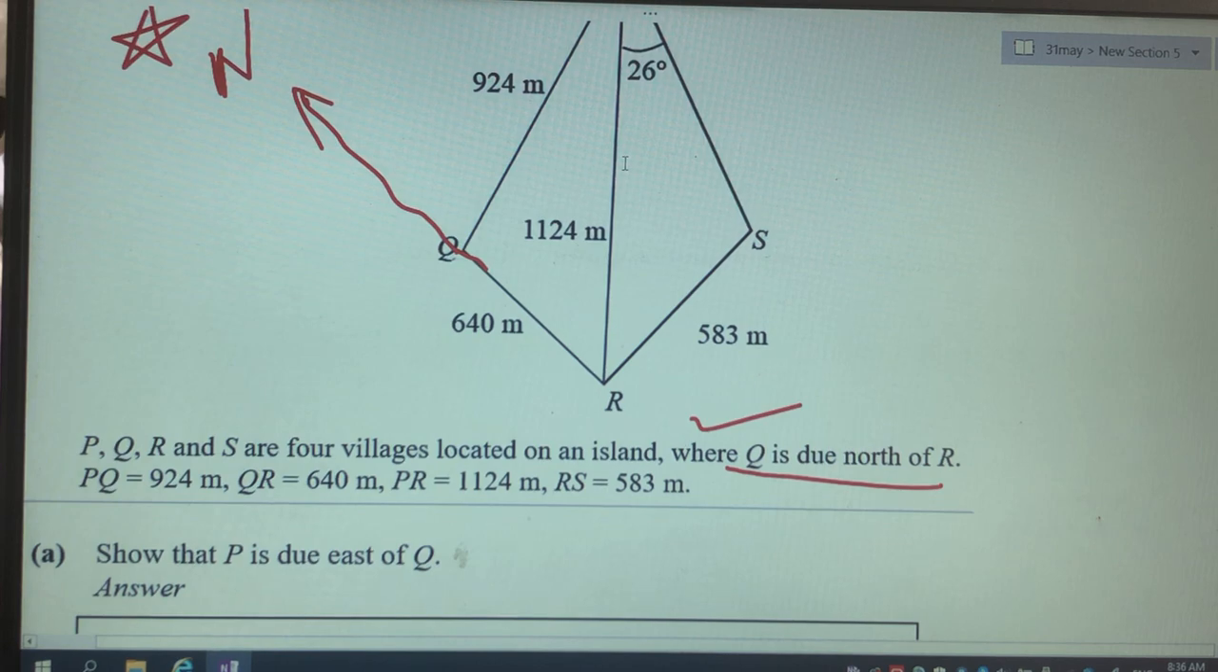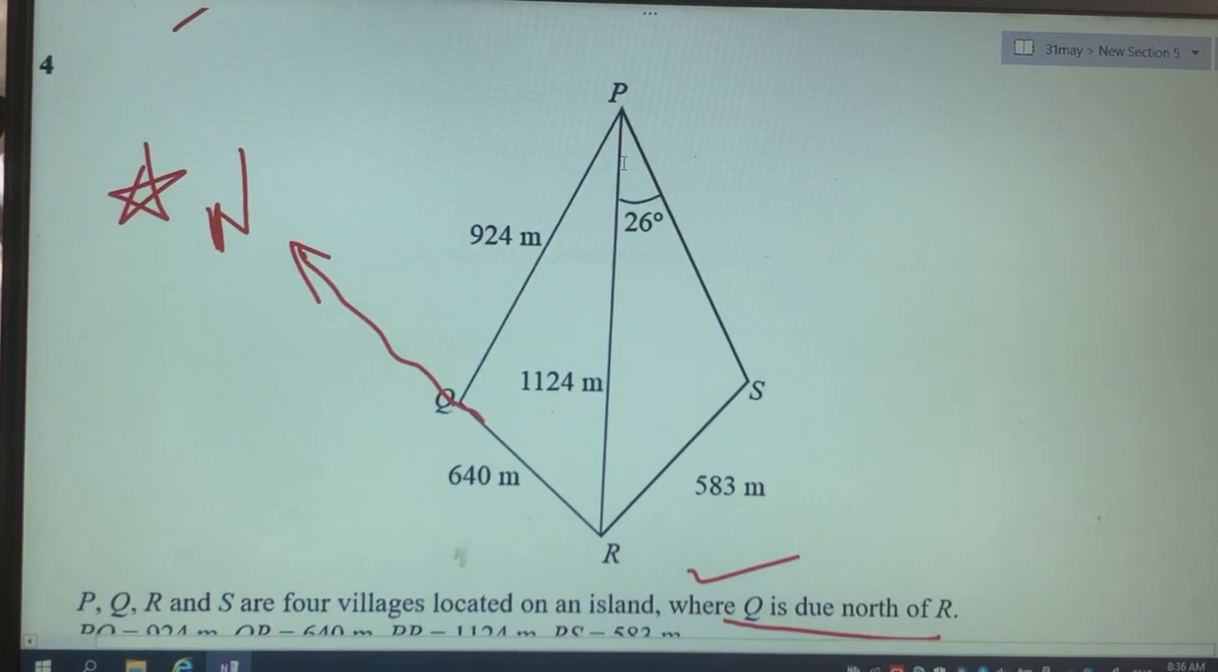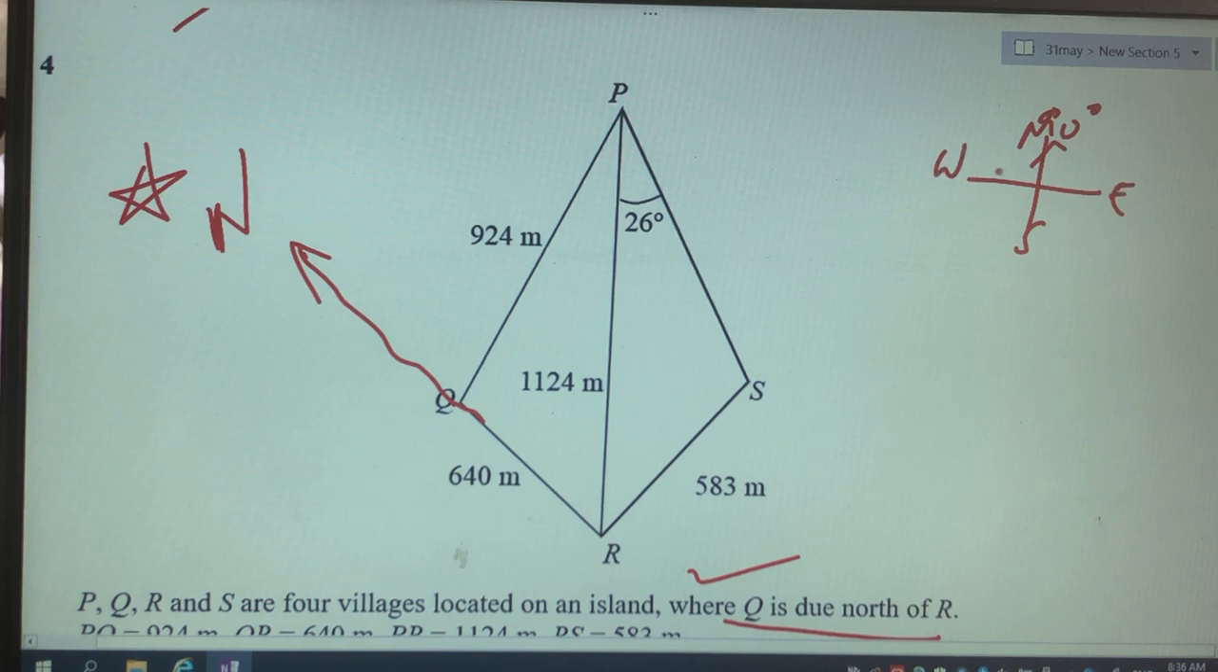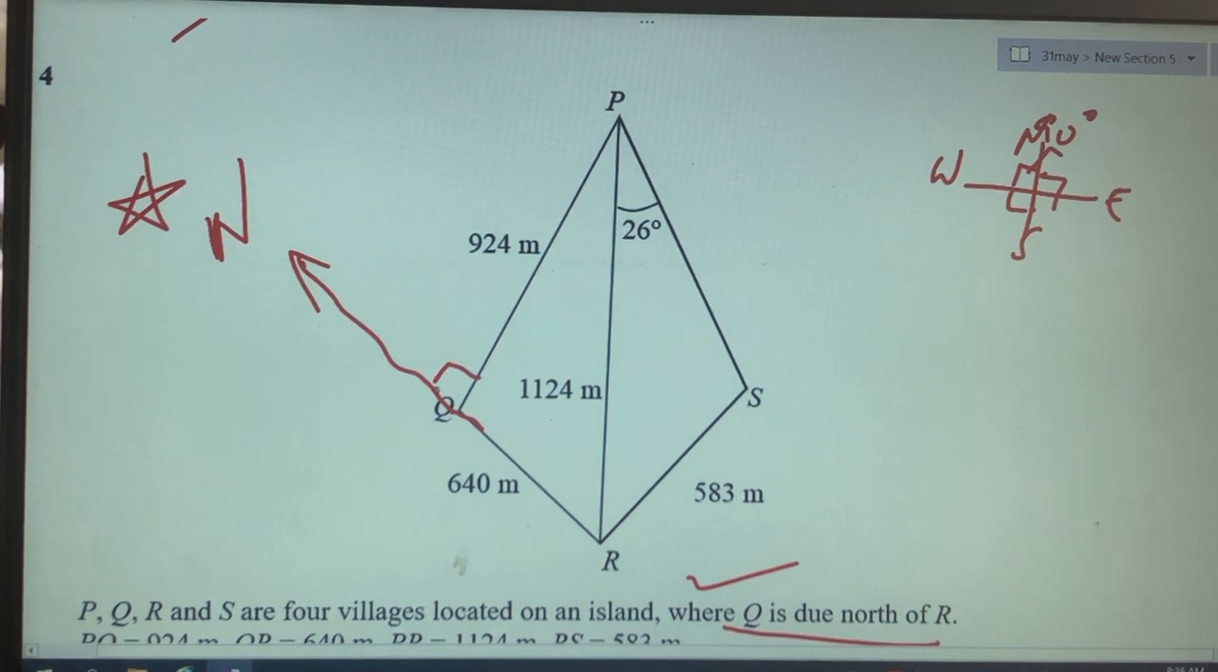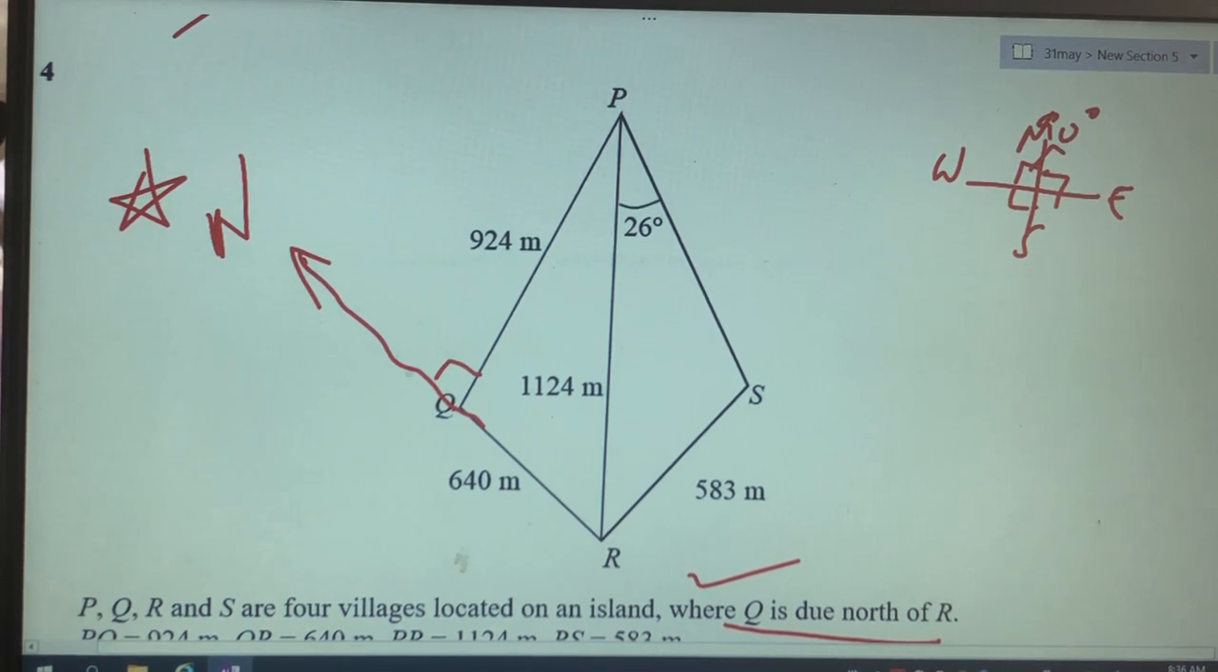Show that P is due east of Q. Whenever we say due east, due west, we are talking about 90 degrees, right? Because north, south, east, west, it's 90 degrees here. So they are trying to ask you to show that this is 90. Now if this is 90, you see there's no triangle, nothing on this side, no point working here. So I want to explore whether this is 90.